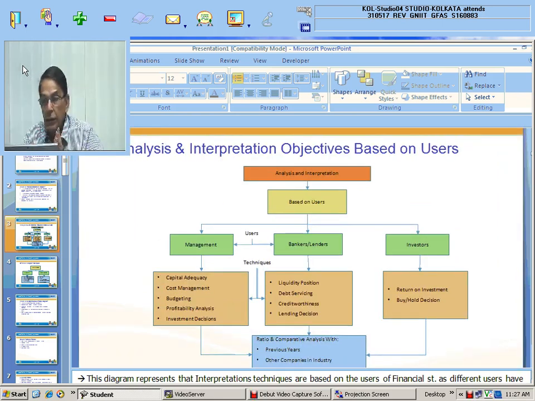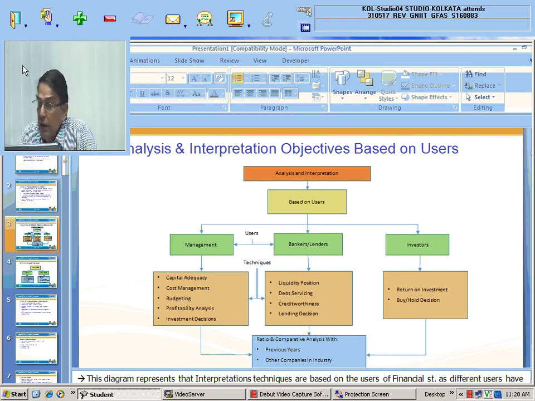Okay. So analysis and interpretation is basically based on users. So users could be management. The management of the company wants to analyze the financial statement. Bankers or the lenders will be another group of users who would like to analyze the financial statement and interpret the various numbers that come out, and investors. For management, the focus will be on capital adequacy, cost management, budgeting, profitability analysis, investment decisions. So for the management, the objectives are different: capital adequacy of the business, cost management, budgeting, profitability analysis, investment decisions.